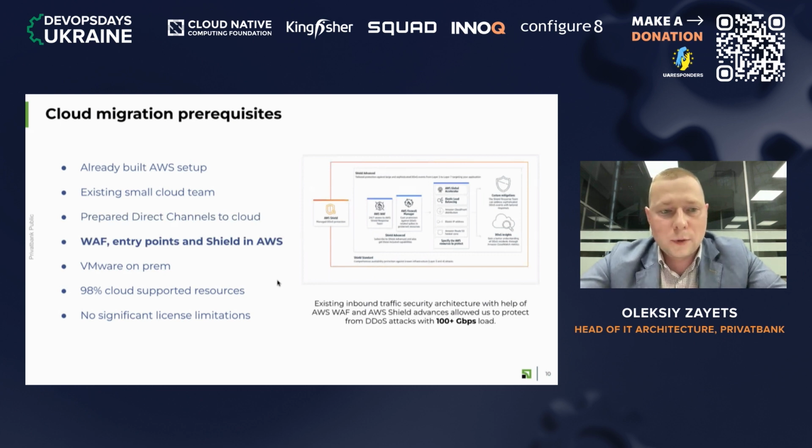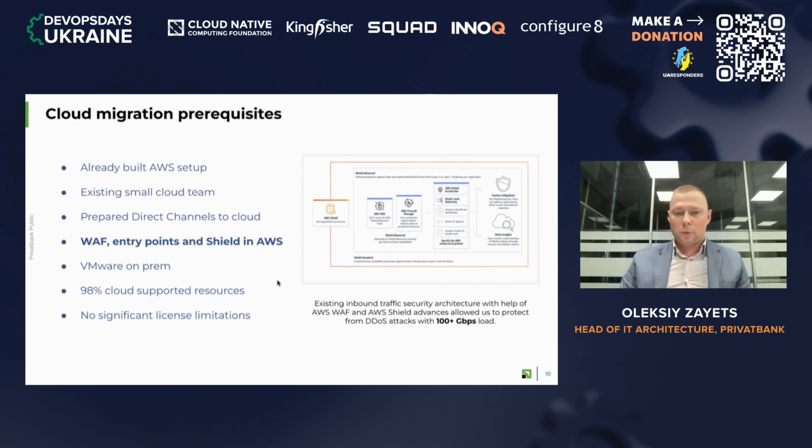Also really helpful was the presence of our security architecture in AWS. We use web application firewall and Shield solution to protect from DDoS attacks, and it helped us to protect from huge DDoS attacks of 100 and more gigabits per second load, before the war escalation and some months ago.